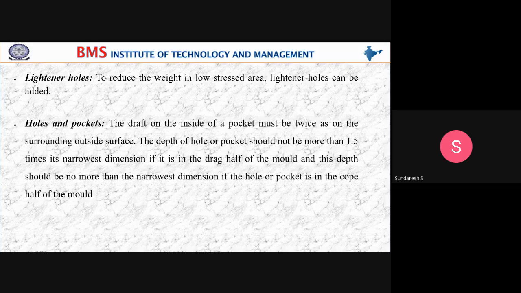If it is in the cope, the depth of the pocket should not be more than the narrowest dimension. So in the drag, it is 1.5 times, but in the cope, it should always be less than the narrowest dimension. You are supposed to take care of that.